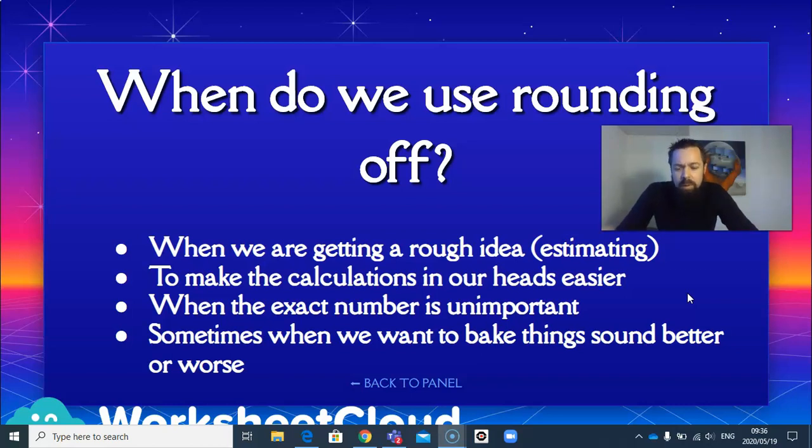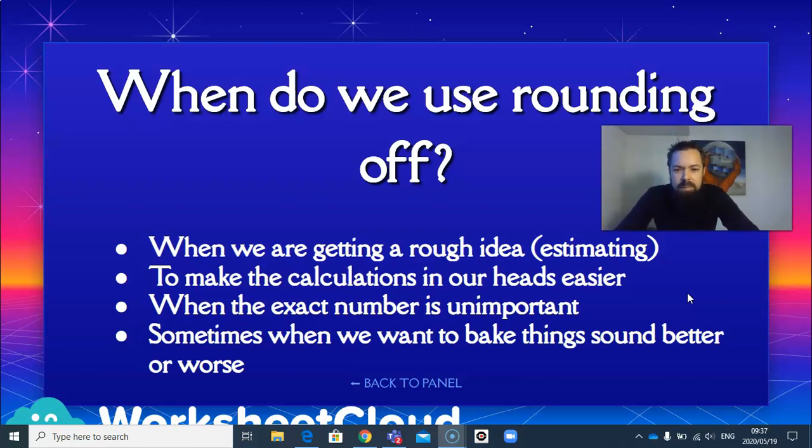Another example would be in an essay where you were talking about how many people were attending a concert. Instead of writing an exact number of people at the concert, you could say there were about 500 people, because it's not important to the person reading to know the exact number. You just want to get a rough idea.